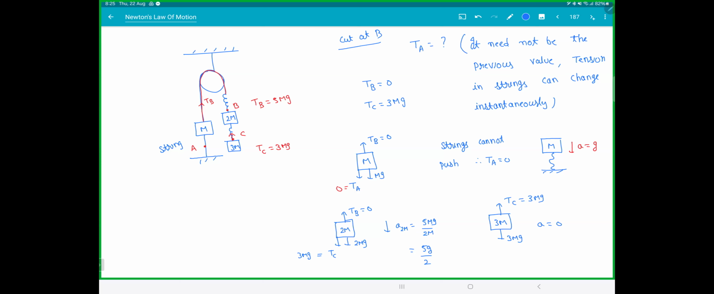So be careful with that. You don't know what is the tension in the string. What about C? What happens if you cut it at C? Try. I'll give you another minute. I hope you understood what will happen to the string. Now the story is the same again. When you cut it at C, what is TA? I don't know.